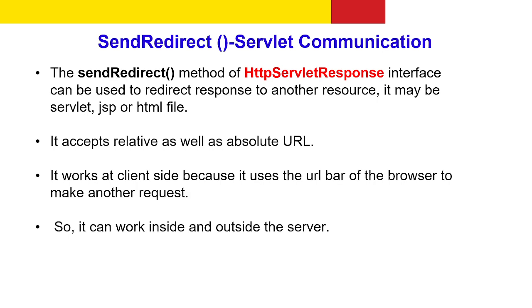In the previous case, what was forward also used for? Servlet communication. We can forward the request from one servlet to another servlet or HTML file or an index. But that is a method of RequestDispatcher, whereas this belongs to the response interface, HttpServletResponse. So it can be used to redirect the response to another resource. It may be a servlet, JSP, or HTML. It accepts relative as well as absolute URLs.